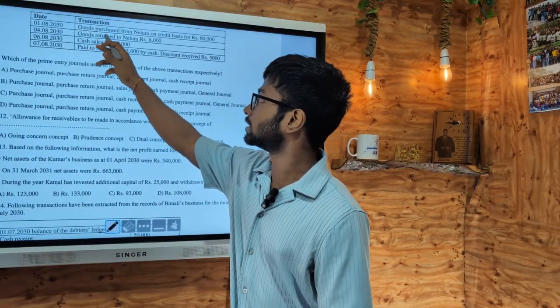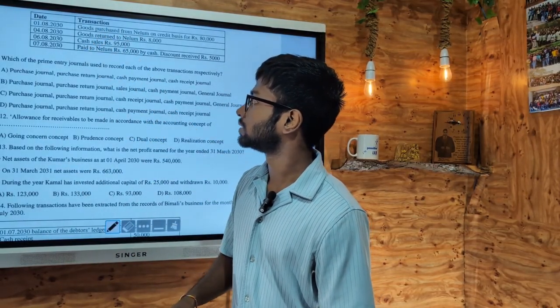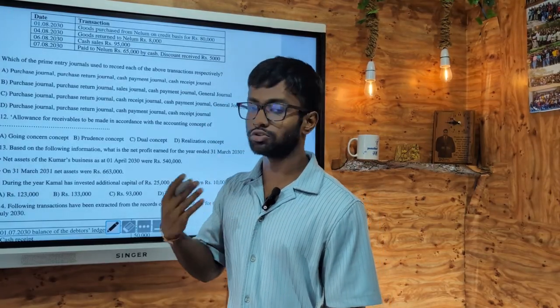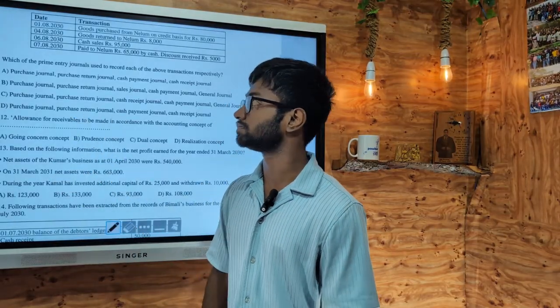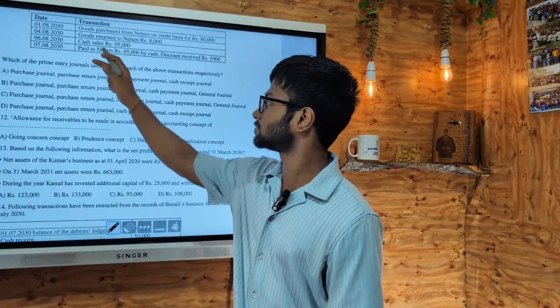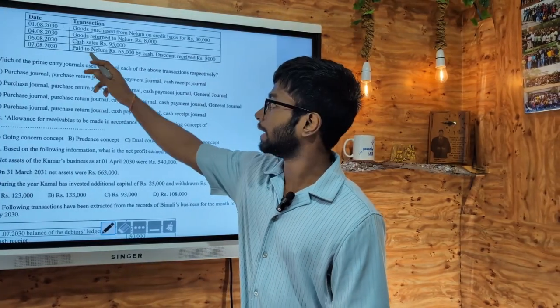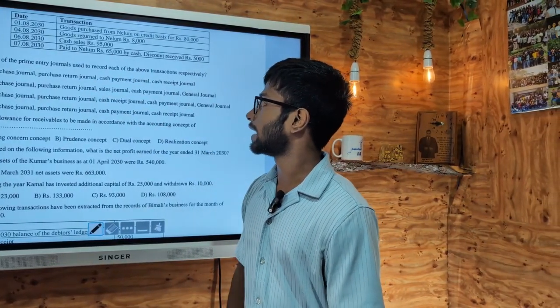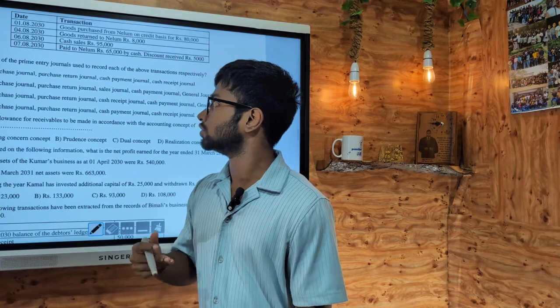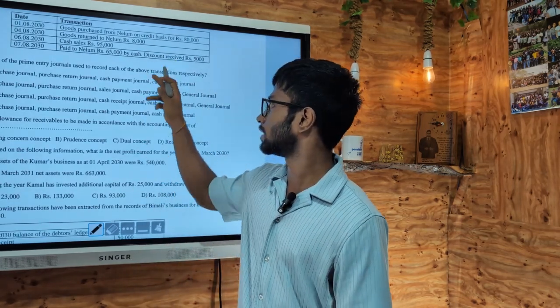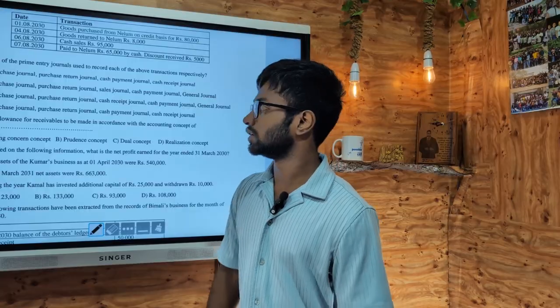Then goods return to Nelum. Now if you purchase and then return it back, it should go to your purchase return journal. And cash sales would go to your cash receipt journal. Pay to Nelum by cash. So you're paying, so that's cash payment journal, and this discount should be recorded in your general journal.